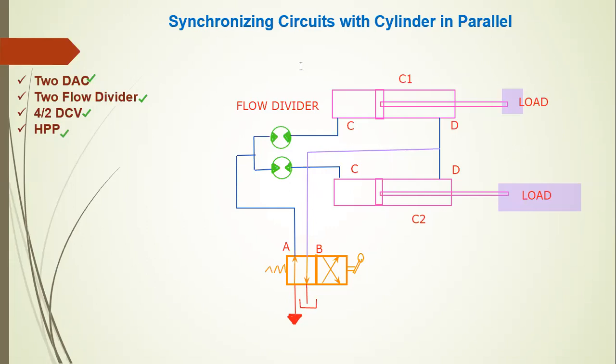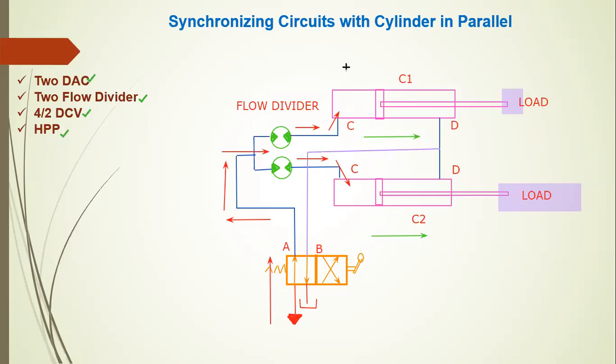Let's see how it works. First, the oil passes from the hydraulic power pack to the direction control valve. From the direction control valve the oil passes to both flow dividers, and both flow dividers give the same pressurized oil to the cylinders. At this time both cylinders actuate in parallel in the extended condition with the same movement of the piston. The loads are different at the end position of the piston rod, but both pistons move in parallel in the system.